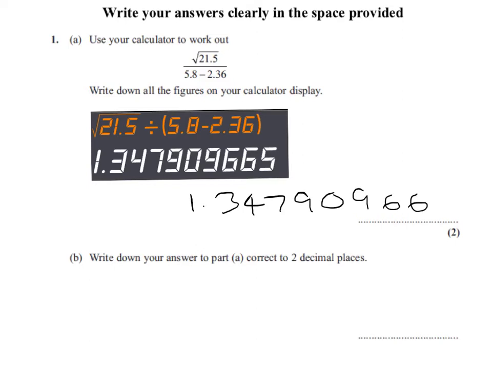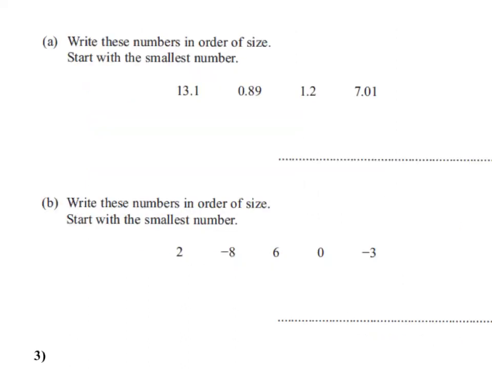Very straightforward task indeed. Okay, so now round it to 2 decimal places. So I'll look at the first 3, and you can see that I've got a 7 on the third. That means I've got to round up to 1.35. That's question 1. Question 2.